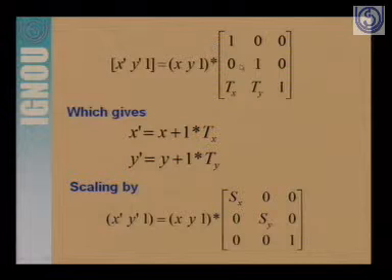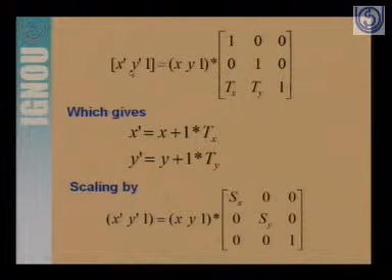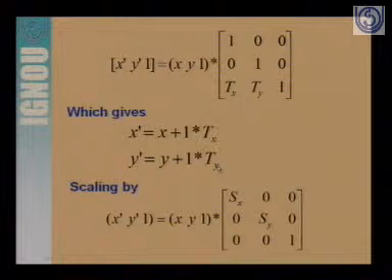So, if we write this in this form for translation, that is x dash, y dash, 1, where x dash, y dash are the new coordinates for one endpoint, and x, y, 1, where x, y is the original endpoint of any object, multiplied by the transformation matrix, that is [1 0 0; 0 1 0; tx ty 1]. If we multiply the two matrices, finally we get the expression x dashed is equal to x plus 1 into tx, and y dashed is equal to y plus 1 into ty. That is nothing but the expression for the translation in x and y direction respectively.